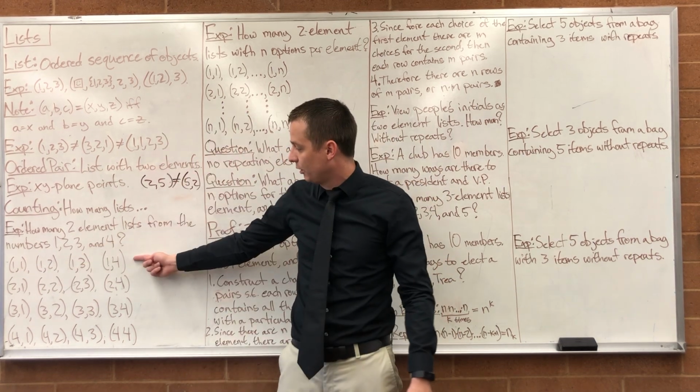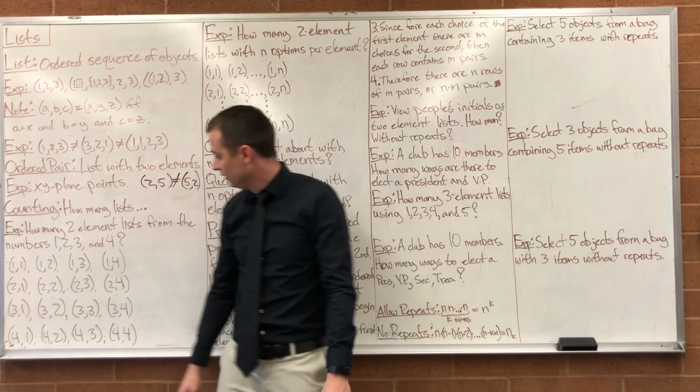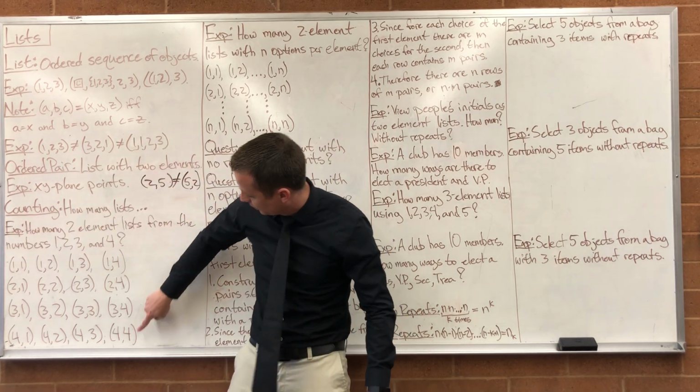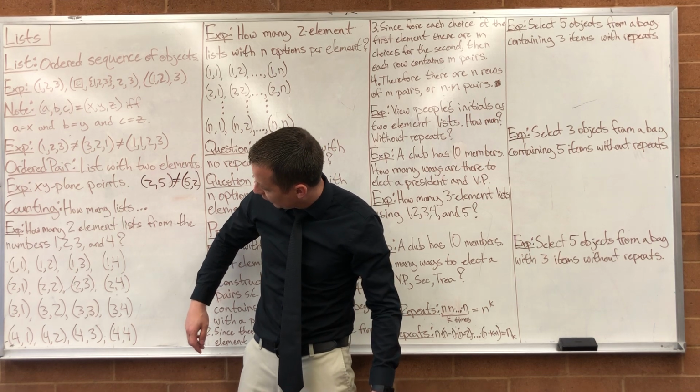Here's all the lists that start with the number 1. Here's all the lists that start with the number 2. Here's all the lists that start with the number 3. Here's all the lists that start with the number 4. So each row is keeping track of the first number, and each column is keeping track of the second number.